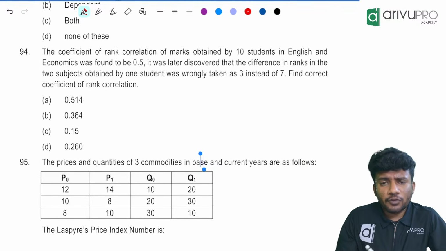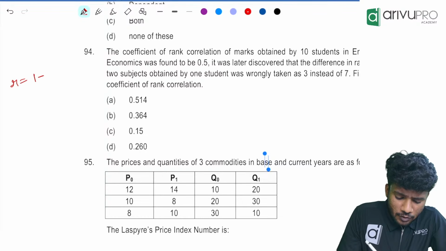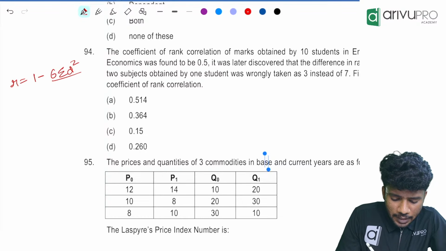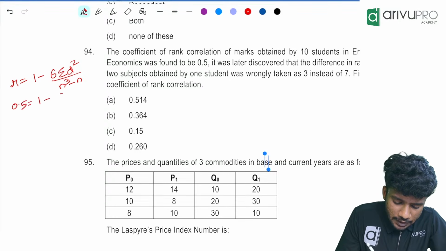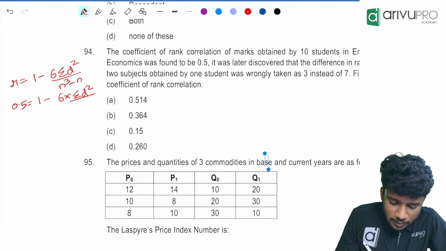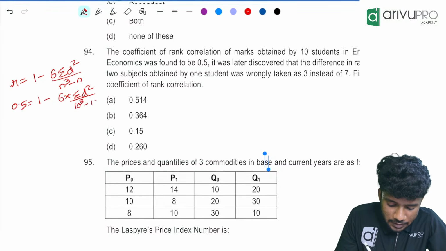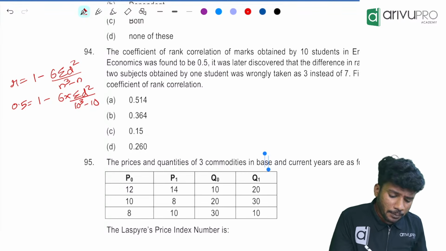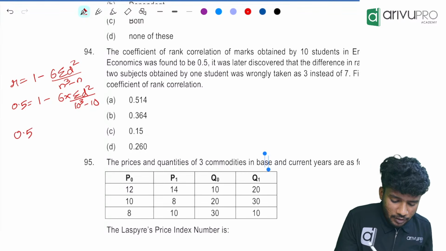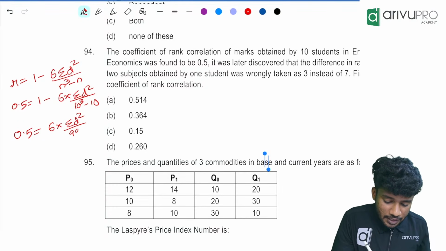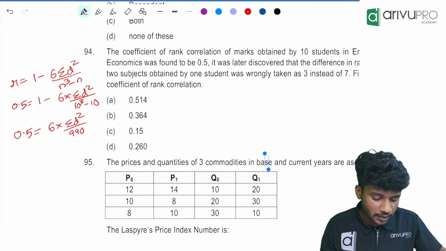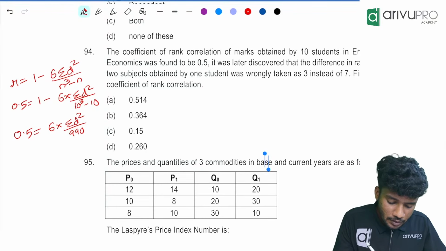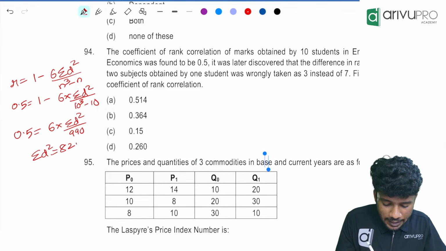So there, what is the formula for rank correlation coefficient? R is nothing but 1 minus 6 sigma d square divided by n cube minus n. R is how much over here? 0.5, which is equal to 1 minus 6 into sigma d square divided by n cube minus n, where n is 10. Then people, take it to the other side. 1 minus 0.5 will become what? 0.5. So 0.5 is equal to 6 into sigma d square divided by 10 cube minus 10, which is how much? 990. Get me the value of sigma d square. So 0.5 into 990 divided by 6 is equal to sigma d square, which is 82.5.